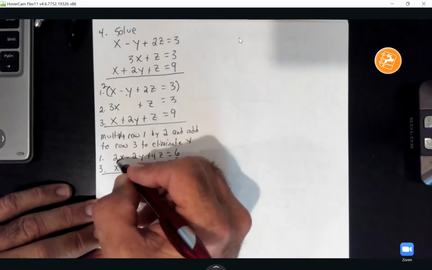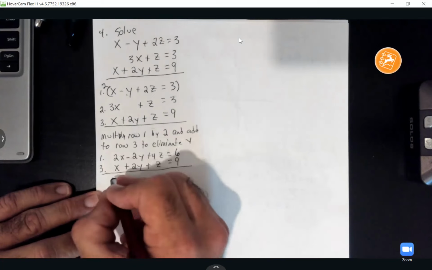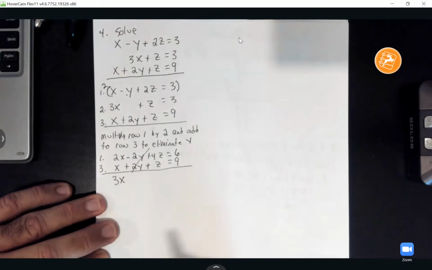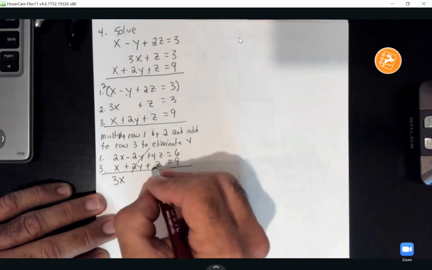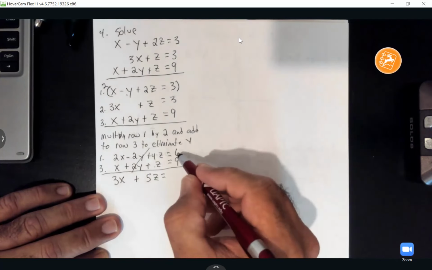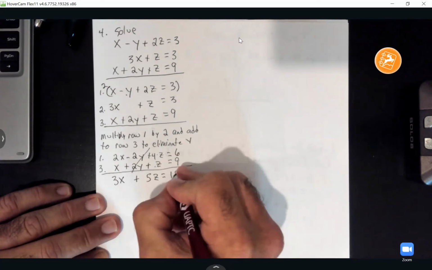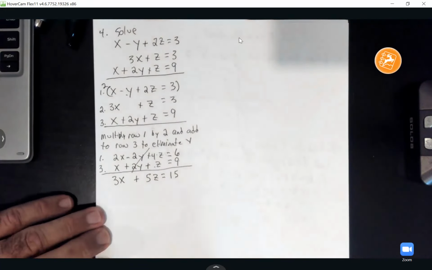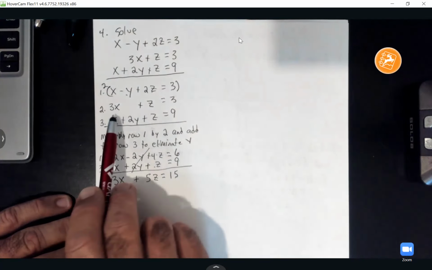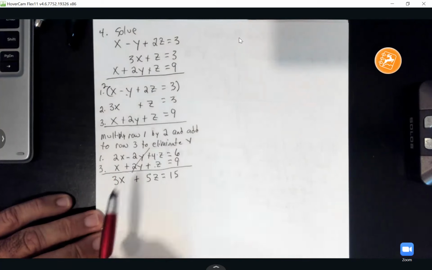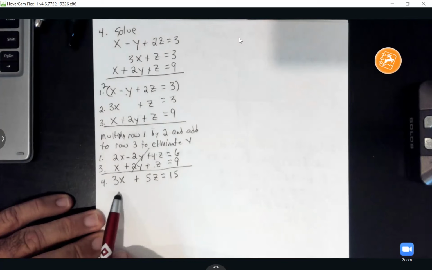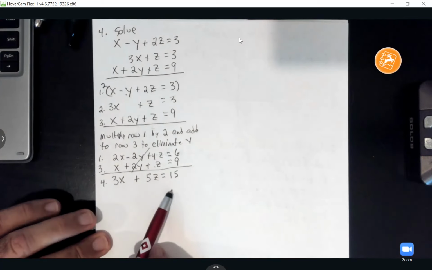All right, so let's see. Adding the x's, 2 plus 1 gives me 3 x's. The y's cancel. That was the whole reason we did that. 4z plus 1z gives me 5z. And that's going to equal 6 plus 9, which is 15. All right, so notice, row 2 is 3x plus z equals 3. This new row I got, I would actually call that row 4, is 3x plus 5z equals 15.